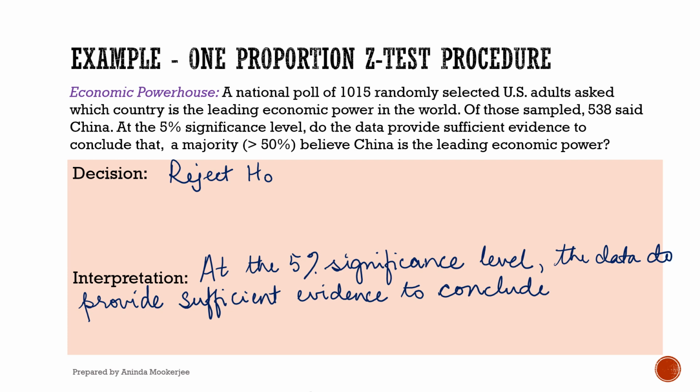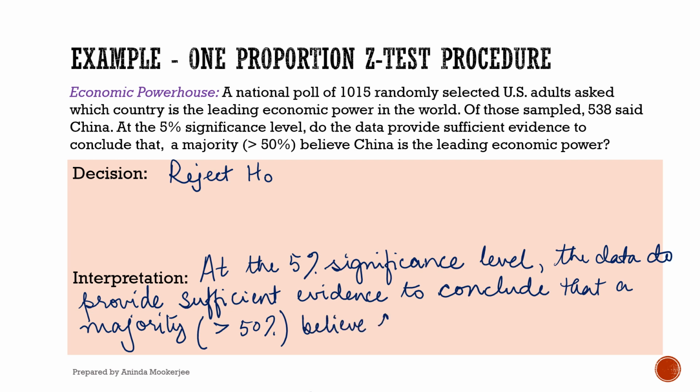All right, it says the data do provide, that means our data was strong enough to overthrow the null hypothesis. To conclude, what did we conclude? That a majority, which is greater than 50%, believe China is the leading economic power. And that concludes the entire hypothesis test.